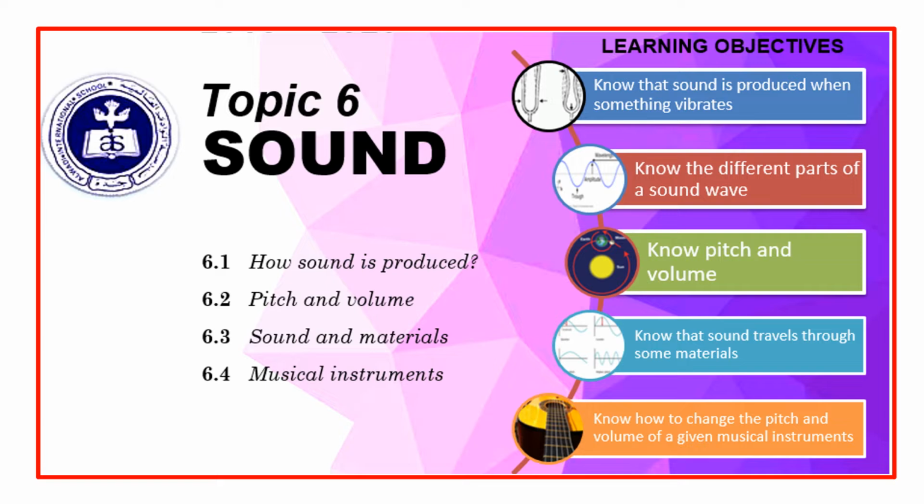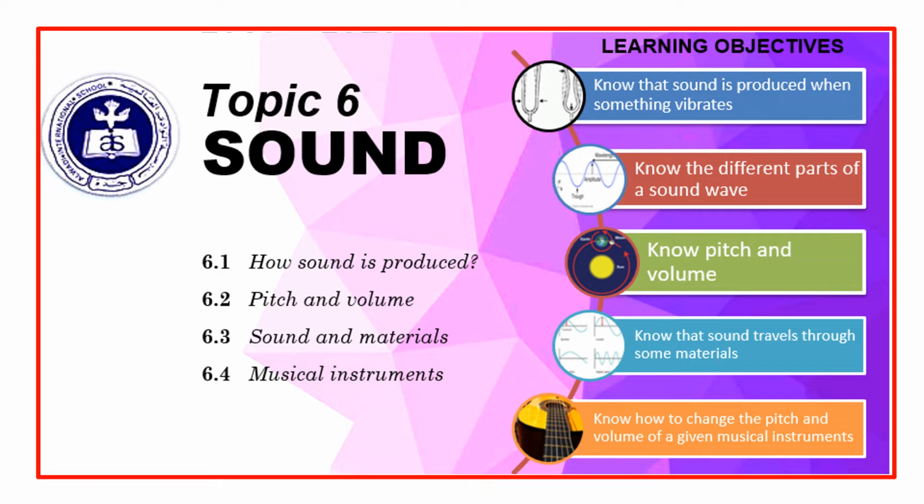Hello students, we are down now to our last topic, which is all about sound. In this topic we have how sound is produced, pitch and volume, sound and materials, and musical instruments. At the end of this topic, you are expected to know that sound is produced when something vibrates, know the different parts of a sound wave, know pitch and volume, know that sound travels through some materials, and know how to change the pitch and volume of a given musical instrument.